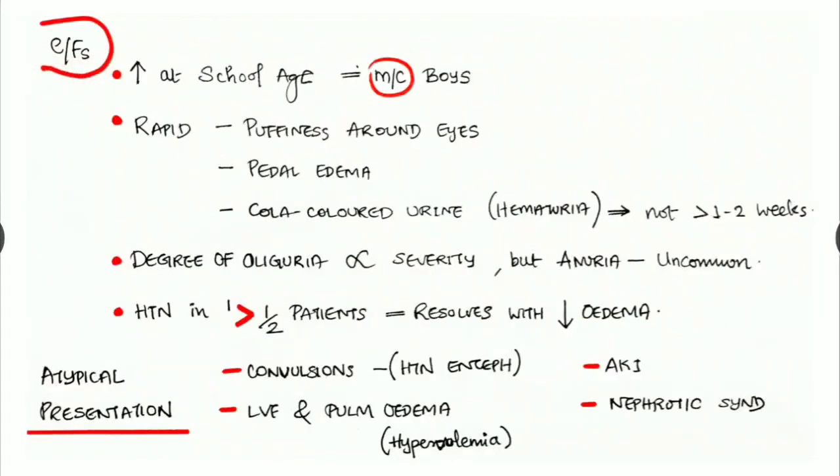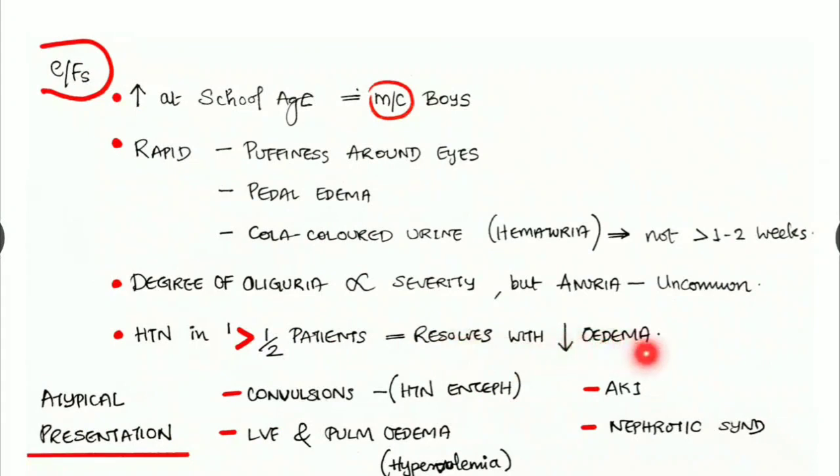Let's see the clinical features. It is more seen at school age and even more common in boys. It can cause a rapid puffiness around the eyes associated with pedal edema, and there is cola-colored urine due to hematuria, but it may not persist more than 1 to 2 weeks. And the degree of the oliguria is directly proportional to the severity of the disease. But note this point: anuria is uncommon. Hypertension is seen in more than half of the patients, and it results with decrease in the edema.